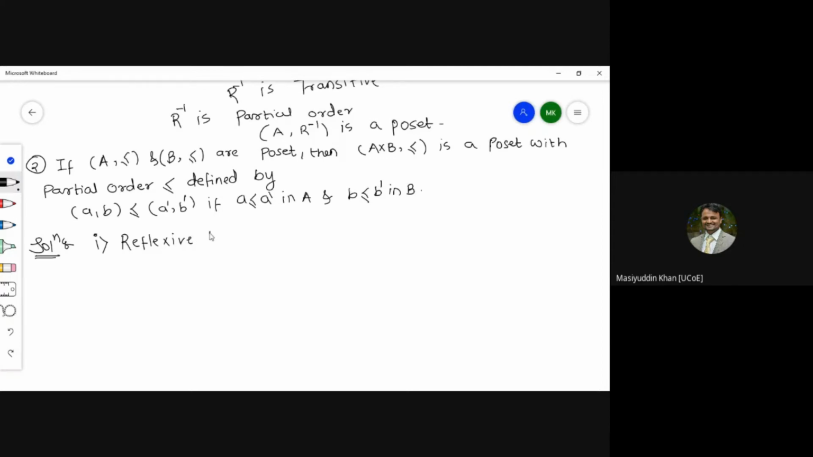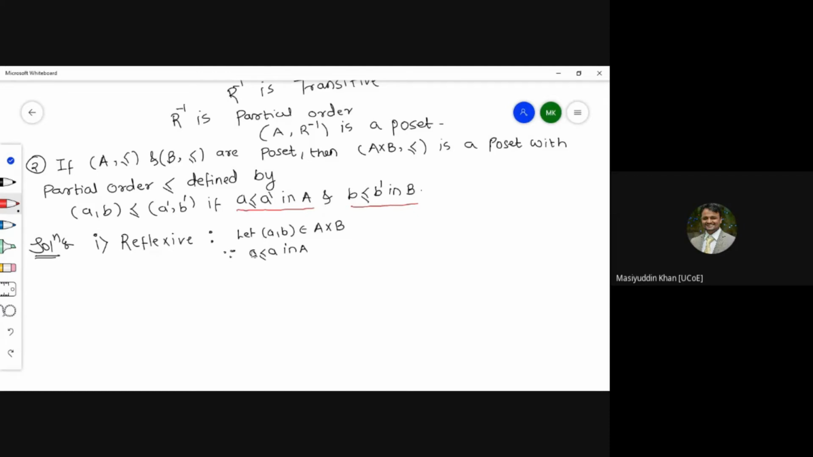Reflexive. So let (A, B) belong to A × B. Therefore, we can say that (A, B) ≤ (A, B), because it is clearly mentioned here in the question that a ≤ a' in A and b ≤ b' in B.